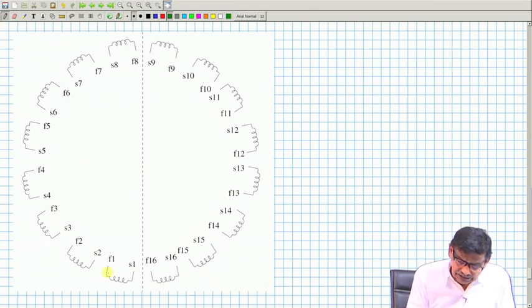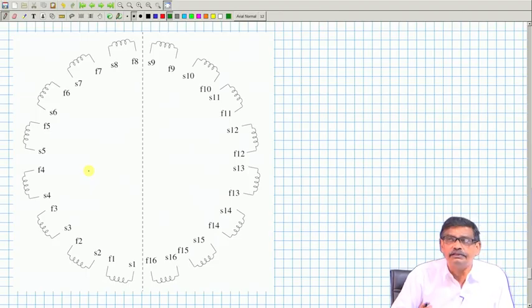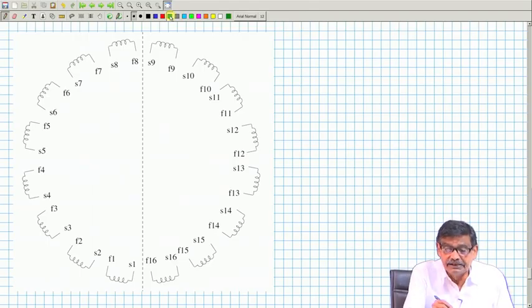Therefore, all these 16 coils I have shown like this are displaced from each other by that angle, 360 by 16, which is 22.5 degrees, and so on. And what I have done? I have connected all the coils in series. Okay. So, I have done it like this.